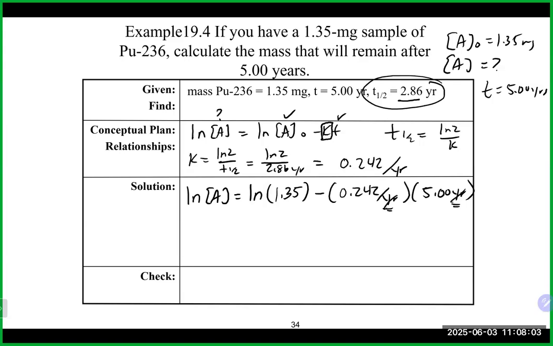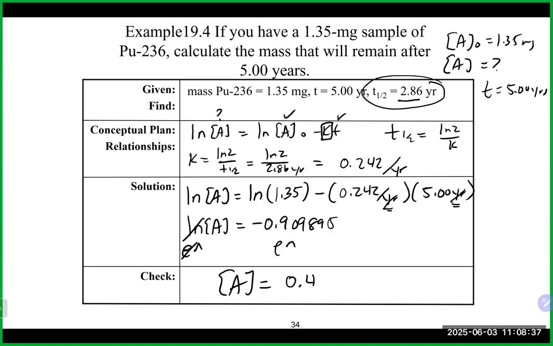So you want to make sure you don't mess that up. Obviously, the years here are going to cancel. If we clean up what's on the right-hand side there, we're going to take the natural log of 1.35. We're then going to subtract from it 0.242 times 5. That's going to give us the natural log of A is equal to minus 0.909895. To get rid of the natural log on the left, we have to e both sides, right? That's going to get rid of the natural log over there. And that will give us a final amount of 0.403. And the units here would be the same as our initial. It would be milligrams in this case.